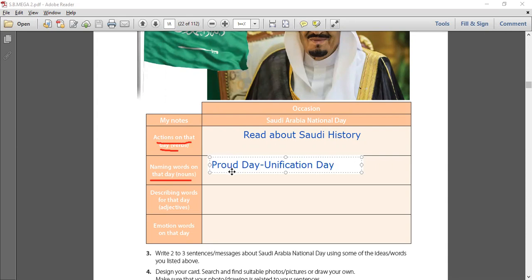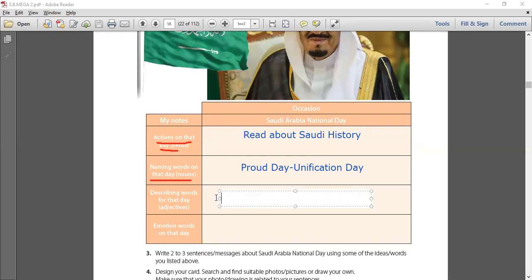Any name that comes to your mind, okay? And also write it in your card. Describing words for that day. It means that you're going to write adjectives to describe this day. So I would say this day, as a description, is a loving day. And also I can say reunion day. Maybe reunion day, you're going to write it here. But maybe here, loving day, proud day, of course.